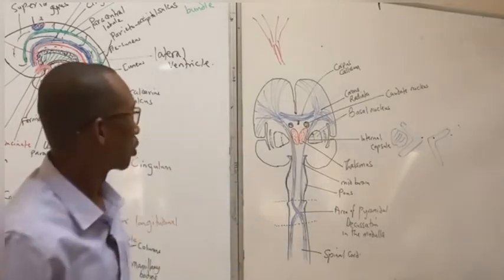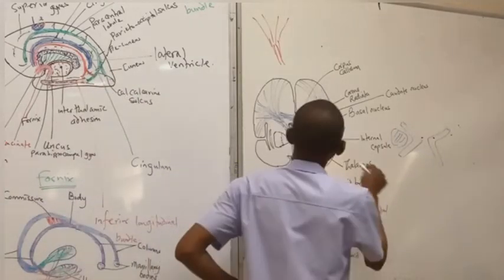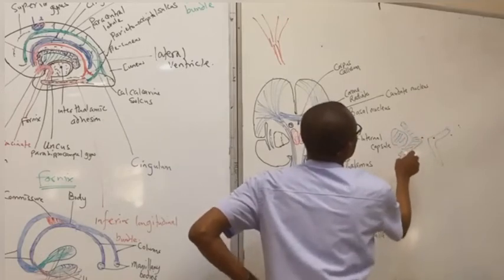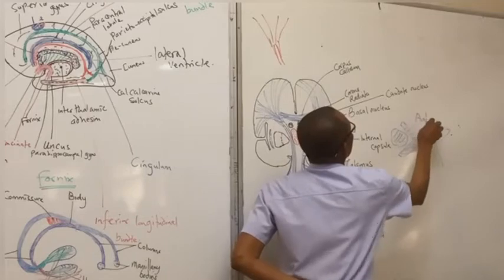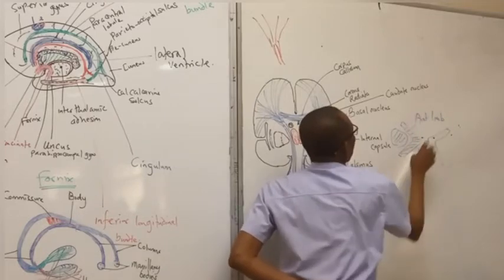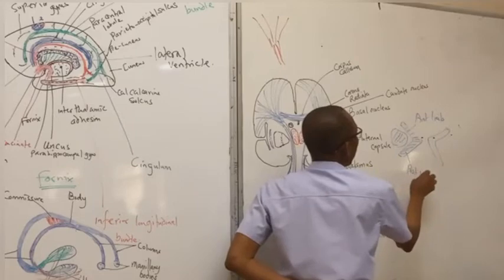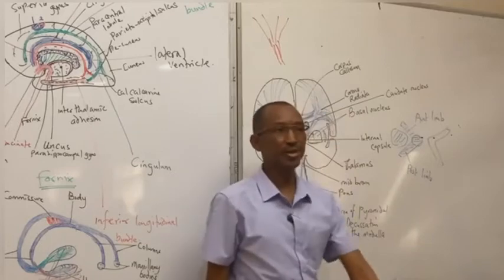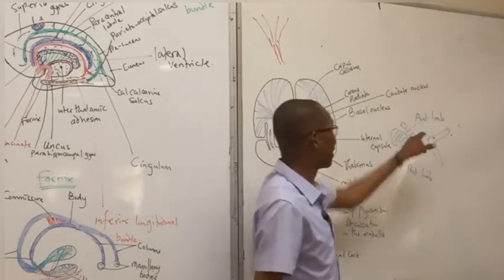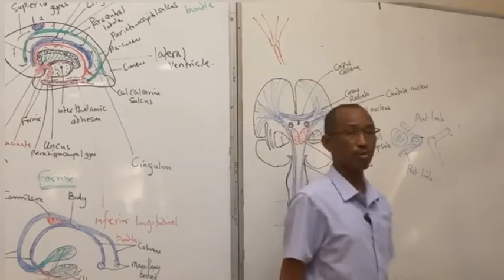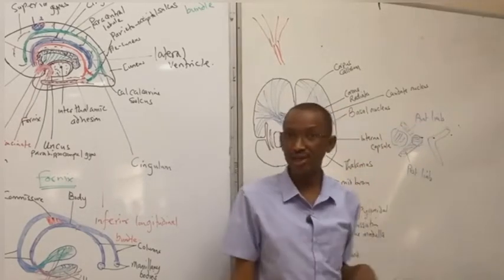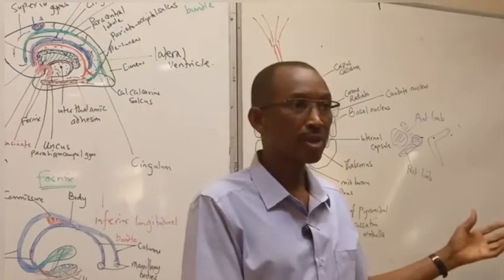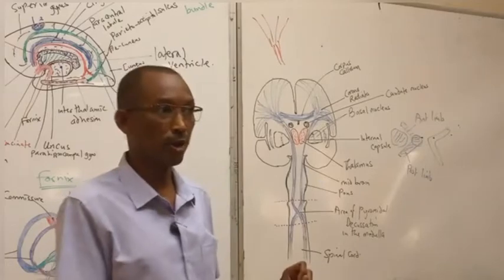So that is it. Now we've seen that the internal capsule has an anterior limb, a posterior limb, and the genu, just like your knee, bent. You understand? Because it bends, just like the knee, it is called the genu of the internal capsule. So the internal capsule has how many parts? Three. Anterior limb, genu, and posterior limb.